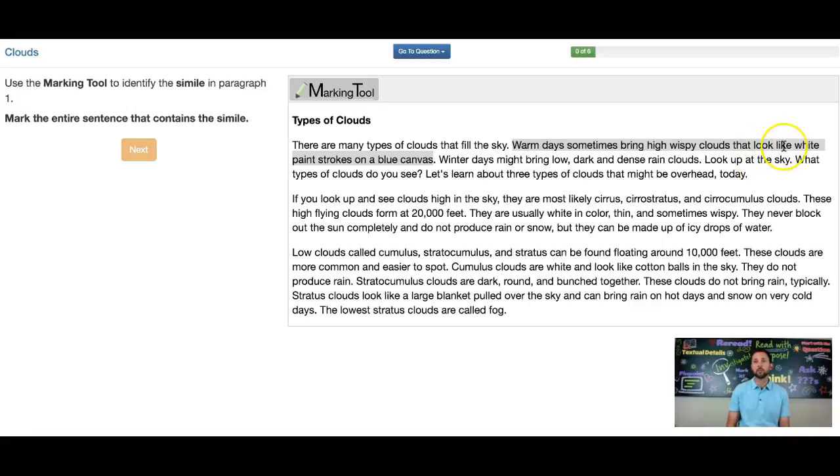And I know it's a simile because the clouds are being compared to this paint stroke on a canvas, and there is this word like right here. Like. So a simile, remember, uses like or as to compare two things. So I'm going to identify the entire sentence, and I'm going to use my marking tool, and that is my answer. That is the simile.